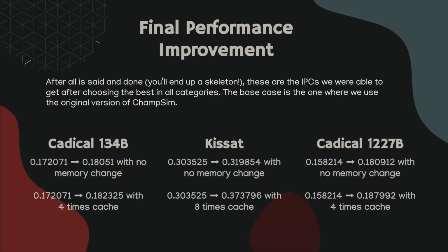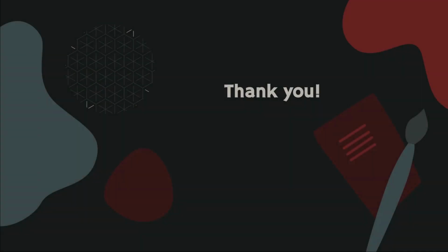After all is said and done, these are the IPCs we were able to get after choosing the best in all categories. In Cadical, we used only a 4 times cache because the 4 times and 8 times had similar timings. But in KISSAT, the 8 times was significantly better, hence we went ahead and used the 8 times cache option. So there you are. Thank you.